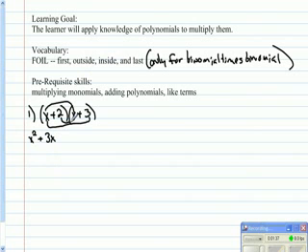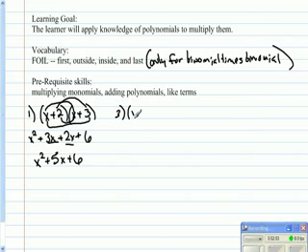Inside is next, so the ones that are on the inside, so 2 times x. And last means the last term in each set, so 2 times 3, which is 6. And then look through what you have. Most of the time the middle two will be like terms, so combine them. 3x plus 2x is 5x. And that's it.